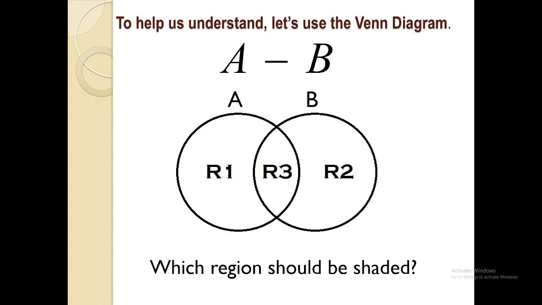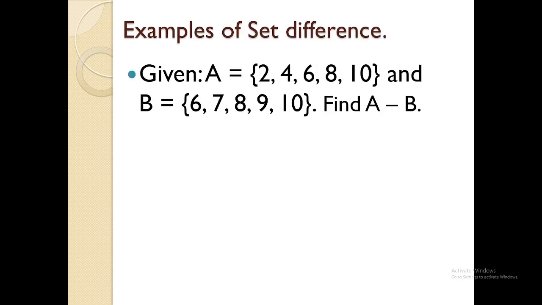A minus B. When I say A minus B, class, the answer is in A. We just remove the elements that are also in B. So meaning, I will only shade region number 1, R1 only. Not the common part. It should not be found in B as well. Okay? So let's have an example on this.